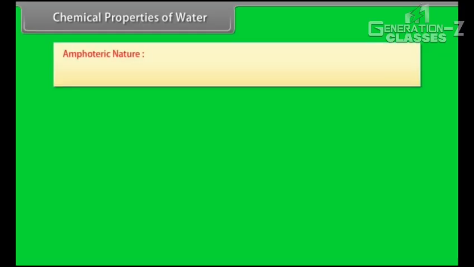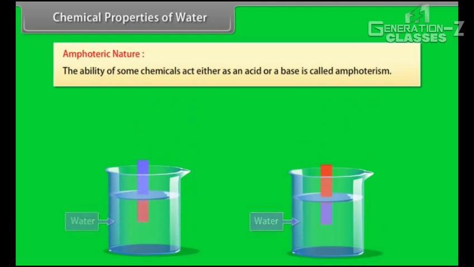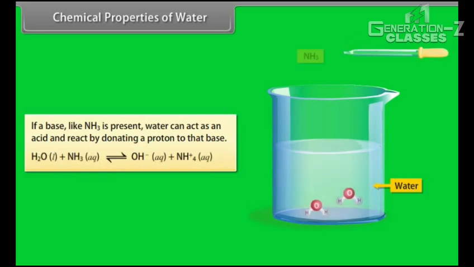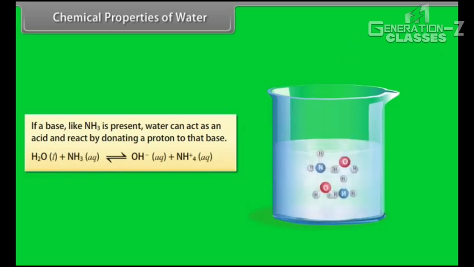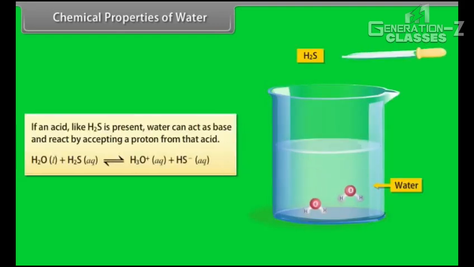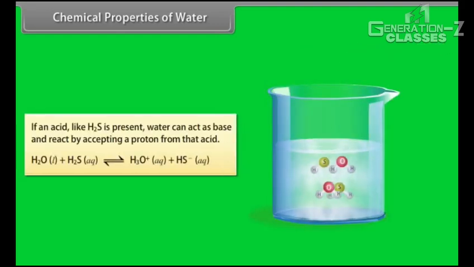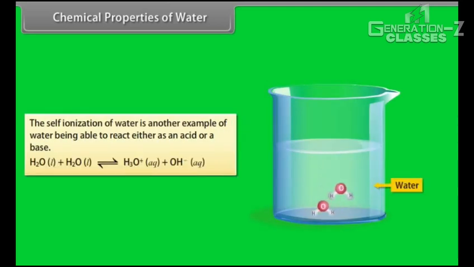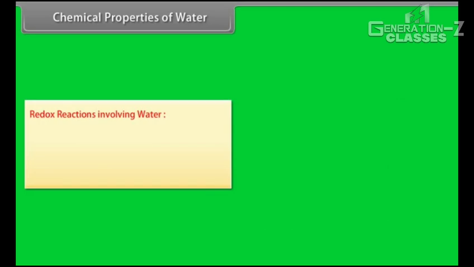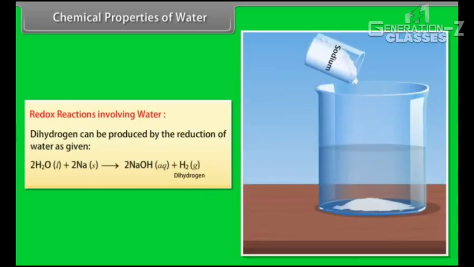Chemical properties of water. Amphoteric nature. The ability of some chemicals to act either as an acid or a base is called amphoterism. If a base like NH3 is present, water can act as an acid and react by donating a proton to that base. If an acid like H2S is present, water can act as base and react by accepting a proton from that acid. The self-ionization of water is another example of water being able to react either as an acid or a base. Redox reactions involving water. Dihydrogen can be produced by the reduction of water as given.